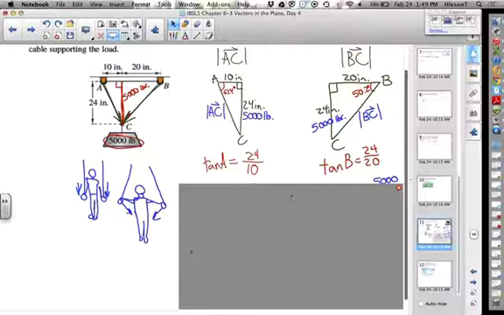Now, the reason why I did that is because now we can start looking at the vectors instead of just the lengths of these sides. Now we're looking at the magnitudes of the vectors. We're trying to find the magnitude of AC. We know 5,000 pounds is the magnitude of this vector. So how could we find AC?